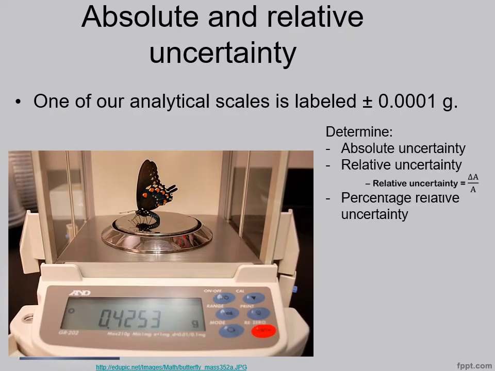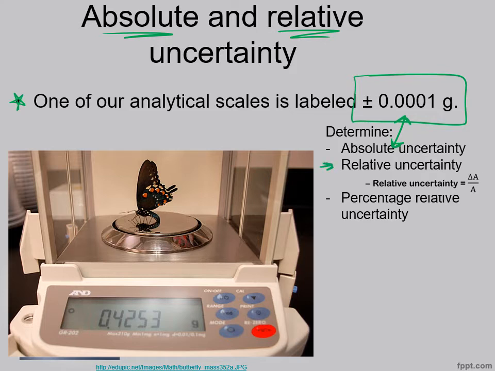So let's look at an example showing absolute and relative uncertainty. It'll make a whole lot more sense with some practice, I promise. So one of our analytical scales might be labeled with an uncertainty of plus or minus 0.0001 grams. That is actually the absolute uncertainty. So that label tells us that we've got plus or minus, with that little bit of wiggle room around the mass, 0.0001 grams. That is the absolute uncertainty.